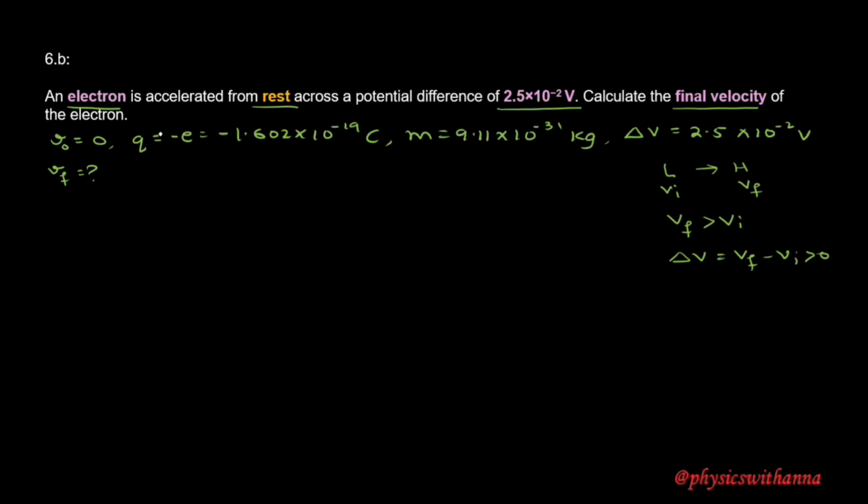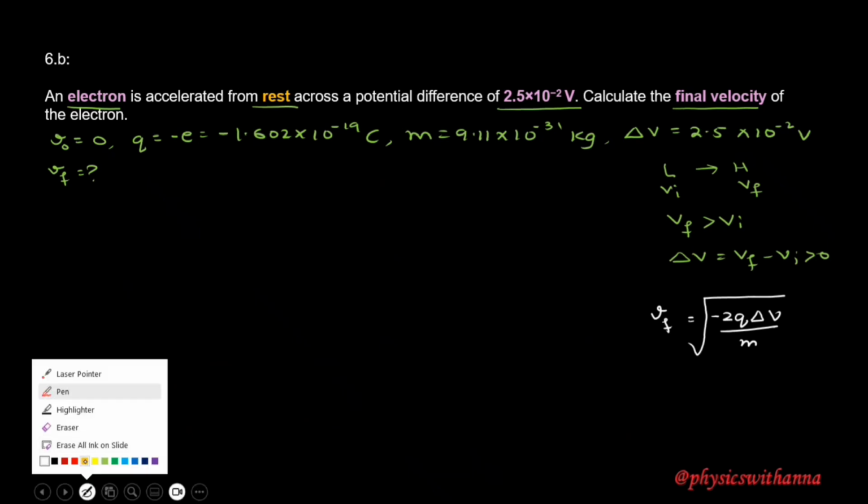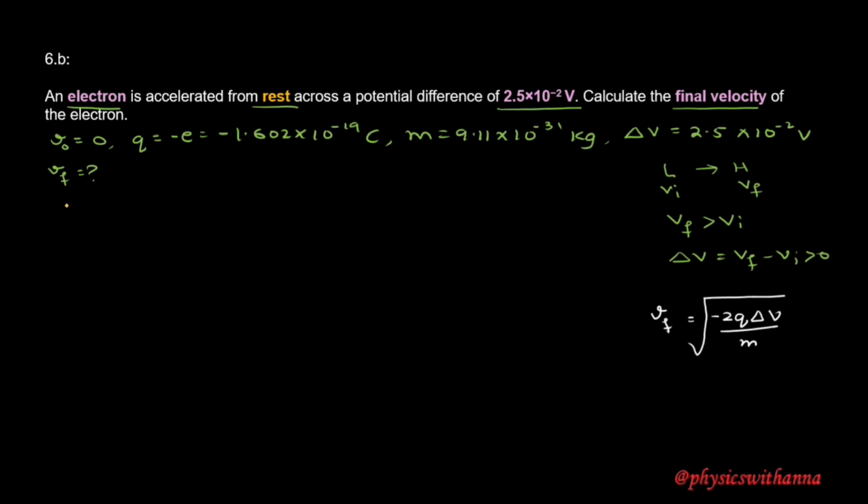Now, as discussed in the problem before, you can directly find this velocity by using the rule V final equals square root of negative 2q delta V over m. And if you cannot remember this rule, you can arrive at it by using work kinetic energy theorem, as we are going to do now. So we know from work kinetic energy theorem, work done can be written as change in kinetic energy, which is nothing but final kinetic energy minus initial kinetic energy. Work done is also negative change in potential energy equals K final minus K initial.